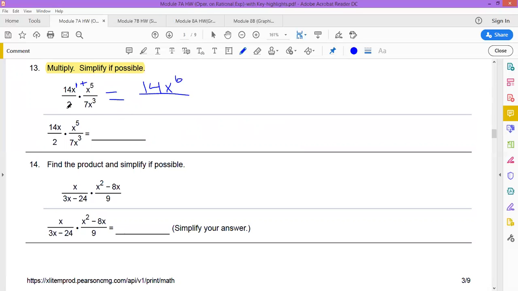In the denominator, 2 times 7x cubed would be 14x cubed. Now 14 and 14 can cancel each other out. And with our x to the 6th divided by x to the 3rd power, we're going to keep that base of x and subtract their powers. Remember, when you're dividing terms with the same base, you subtract their powers. So 6 minus 3 would leave us with x to the 3rd power.